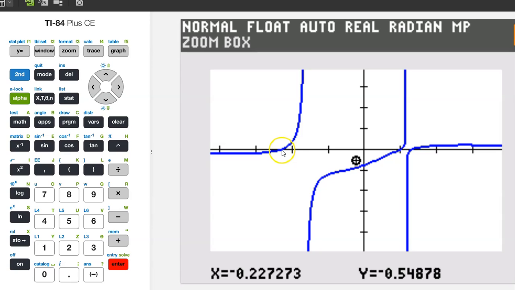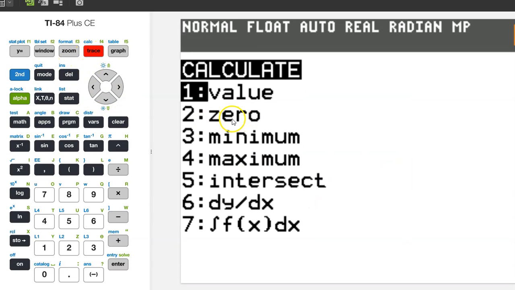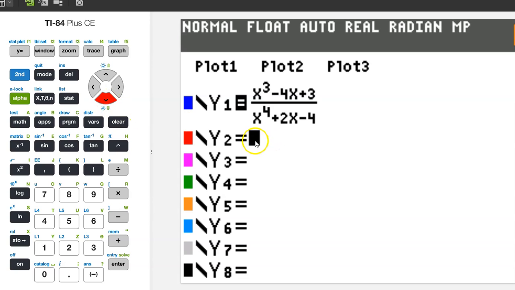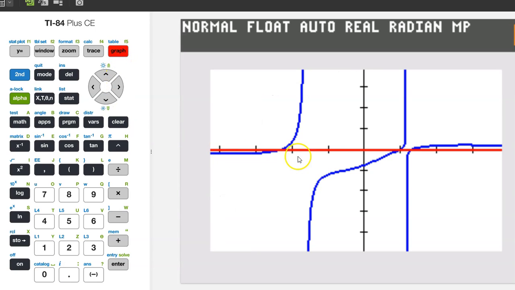So there are two ways to find zeros. My least favorite way is to do second trace 0. That puts you through a left-bound, right-bound situation. I don't like that. So my favorite way of finding zeros is to graph the x-axis itself. So I'm going to put 0 right here, and I'm going to go back to my graph. See, that red line is the x-axis. Now I can just find the intersection between the blue and the red, and those will be my zeros.